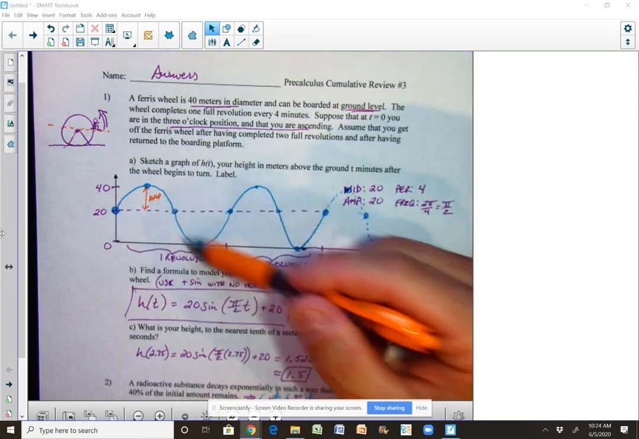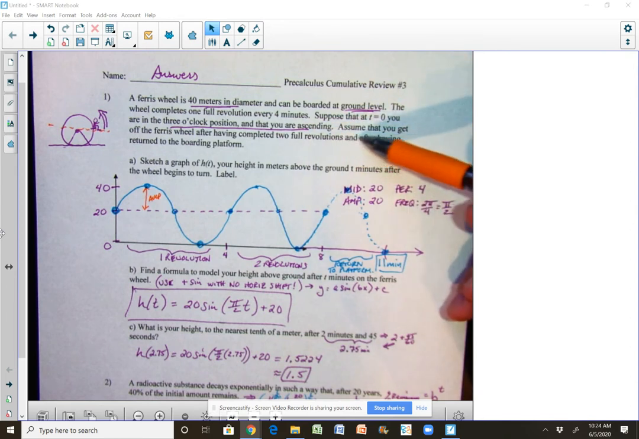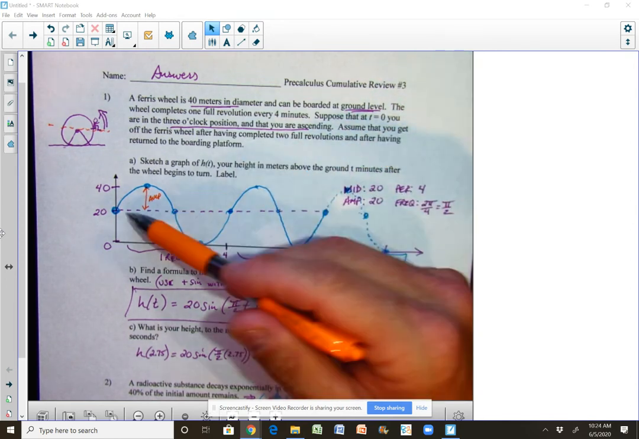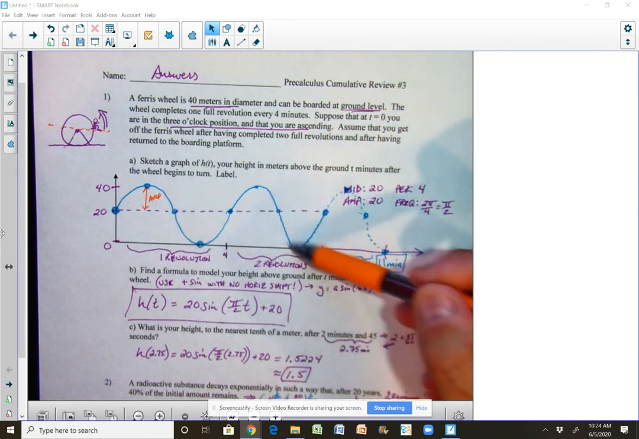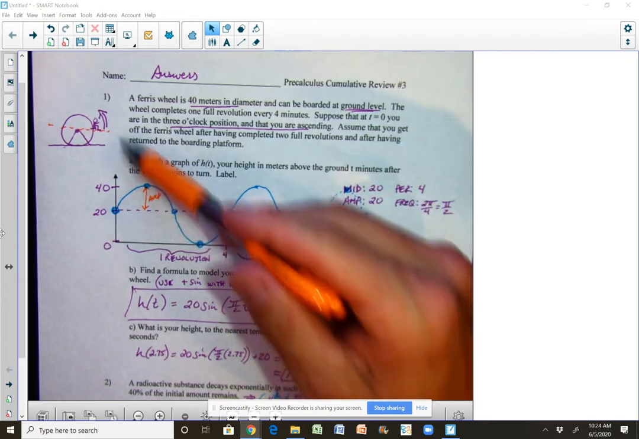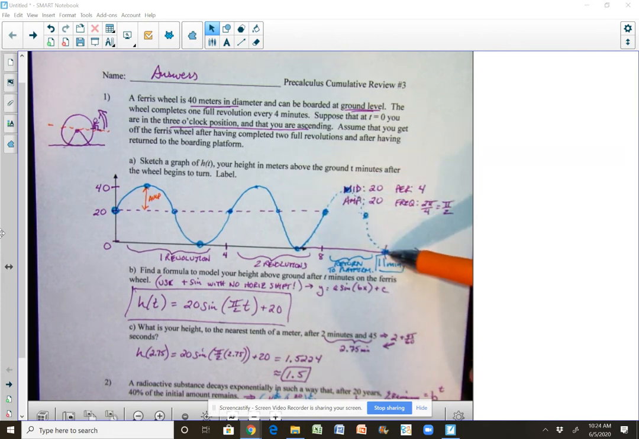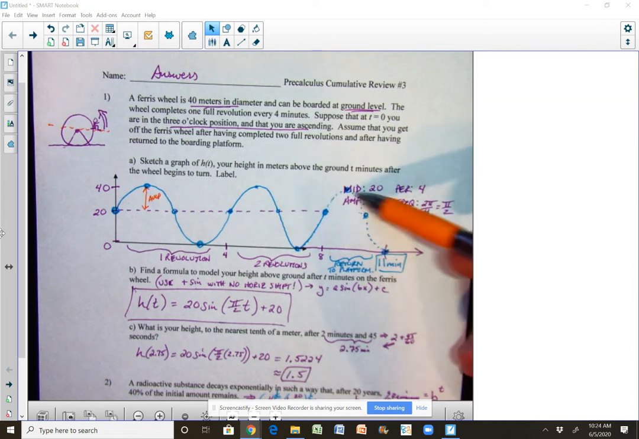So we complete one revolution in 4 minutes. It says to sketch the graph for 2 complete revolutions and then returning to the boarding platform. So here's 4 minutes. Here's another 4 minutes for the second revolution. But now we're back to that beginning point at the 3 o'clock position. We have to go around 3/4 of a revolution to reach the boarding platform and actually get off. So that's another 3 more minutes. That's why it's a total of 11 minutes.